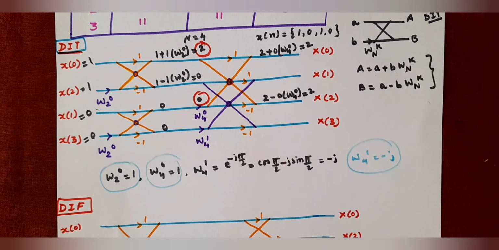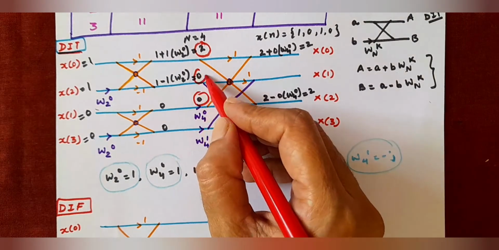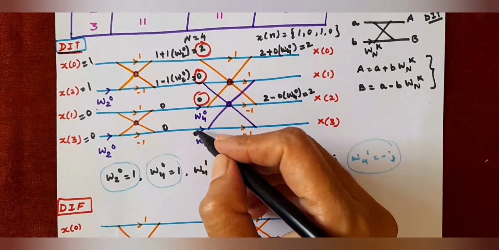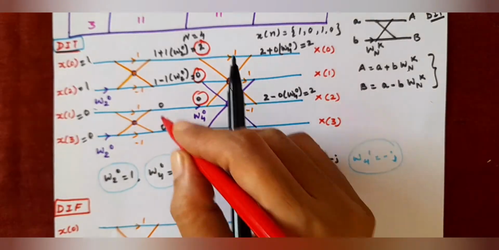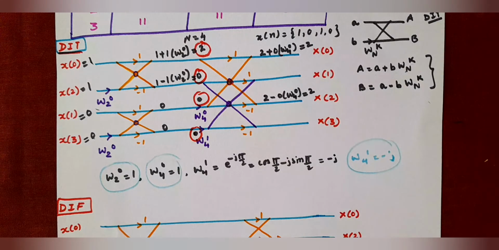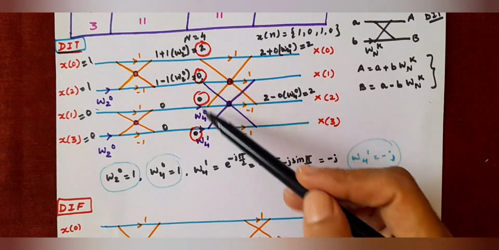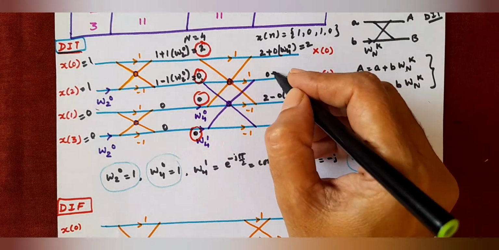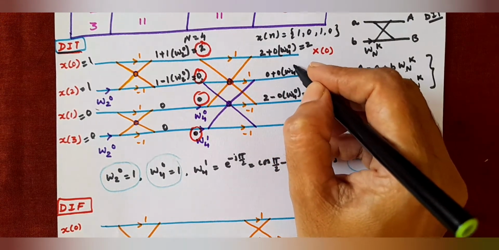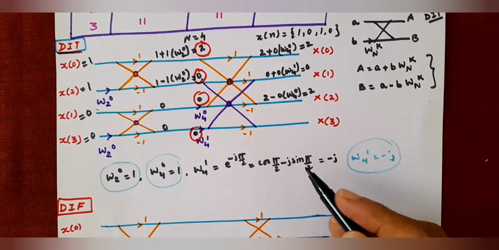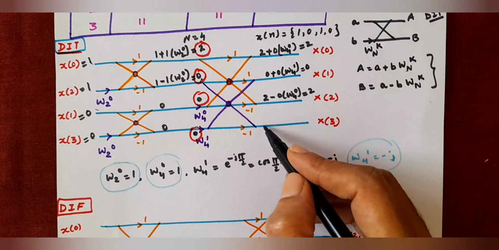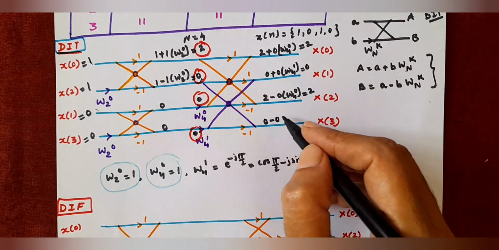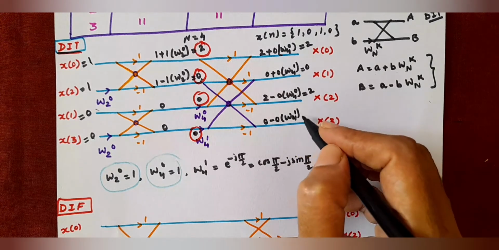Now coming to this purple butterfly, the inputs are what now? 0 and 0. The output of the first stage will act as input to the next one. So here the inputs are 0 and 0. So how much will it be? 0 plus 0 W4 to the power of 1, which is equal to 0. And here also for the bottom line, the equation is A minus B, 0 minus 0 W4 to the power of 1, which is equal to 0.